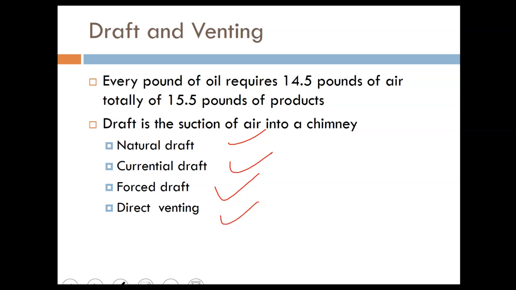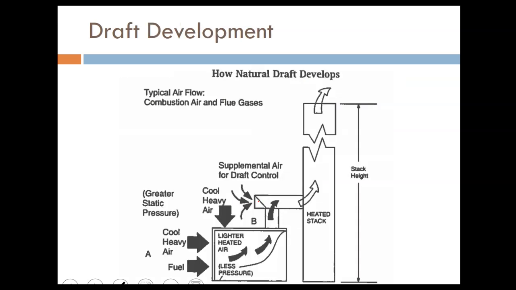Direct venting is when you have the vent or the air coming inside the chamber from the outside instead of from the space where the boiler is located. Draft development: if you look at this schematic over here, we have heavy, cool air coming from the basement mixed with the fuel, and we are performing the combustion over here. Hot air, by its nature and the pressure, will go outside.